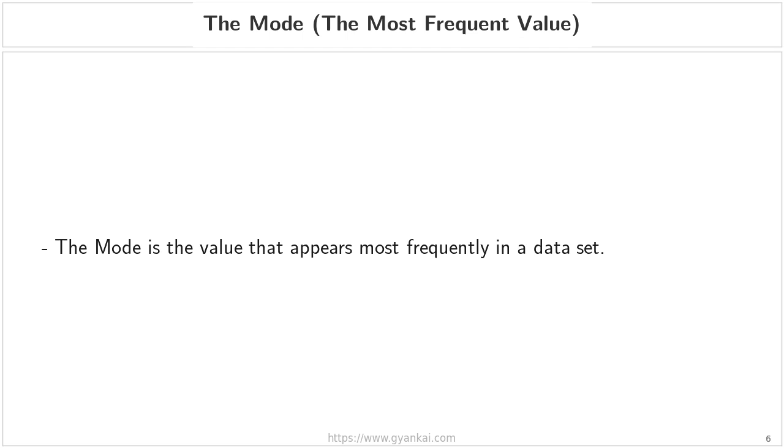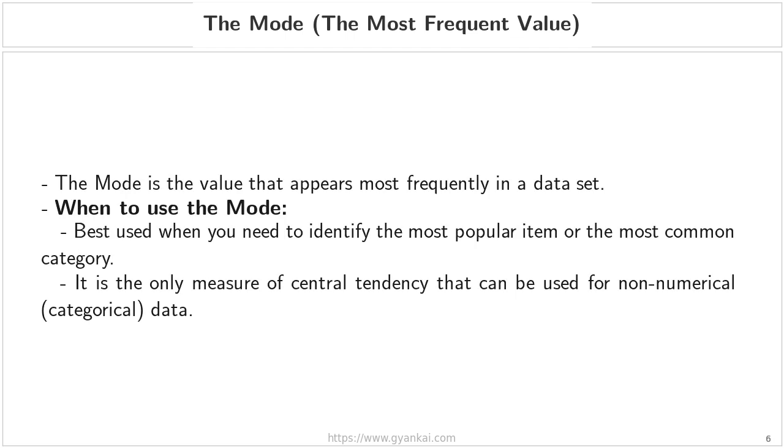If you are looking at a list of numbers, you are essentially looking for the one that repeats the most. So, when should you choose the mode over the mean or the median? The mode is your best tool when your goal is to identify the most popular item or the most common category in a group. Most importantly, the mode has a unique advantage that the other two measures do not. It is the only measure of central tendency that can be used for non-numerical or categorical data.